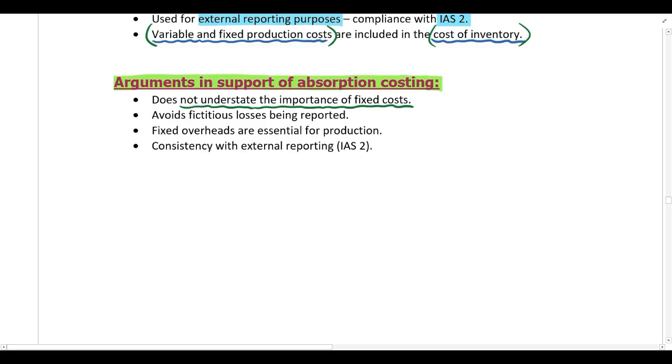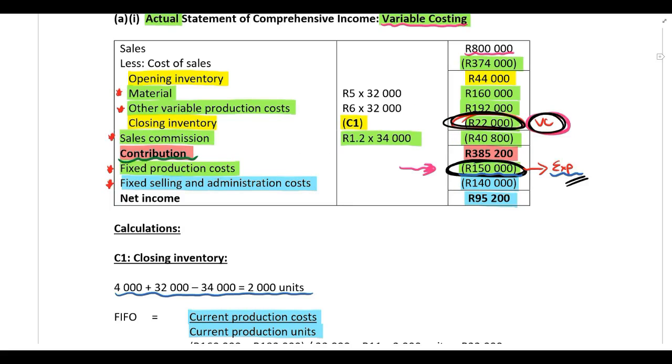Now, this is not a valid argument, but I'm going to explain it to you anyway, and then afterwards I'll explain to you why it's not actually valid. So if we go to our statements, what this argument is saying is if variable costing is used, then when managers make decisions, they will only take variable costs into account and they will ignore fixed costs. Now, that isn't a problem of your accounting system. That is a management error. That's where you've hired managers who don't know what they're doing.